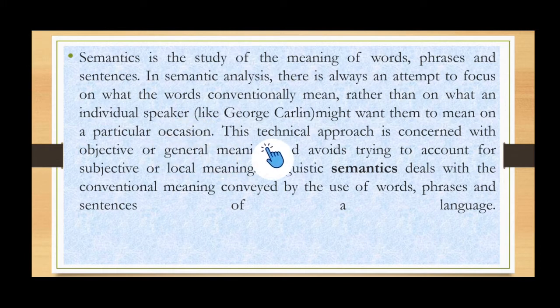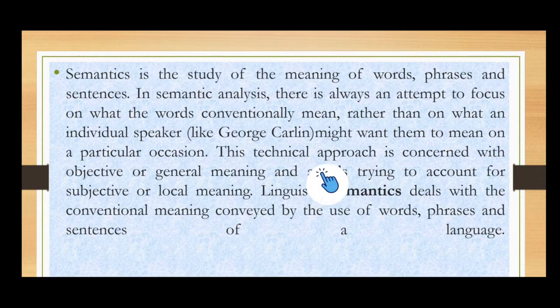So this technical approach is concerned with objective or general meaning and avoids trying to account for subjective or local meaning. Now, what does it mean? It means that semantics is concerned with objective or general meaning. So conventional meaning is objective or general meaning. We can also call it dictionary meaning or literal meaning.